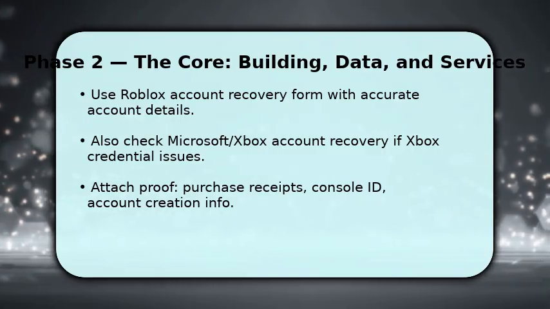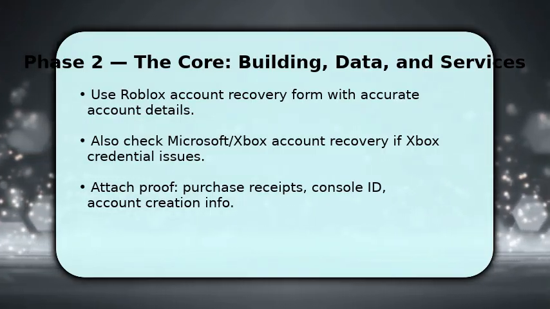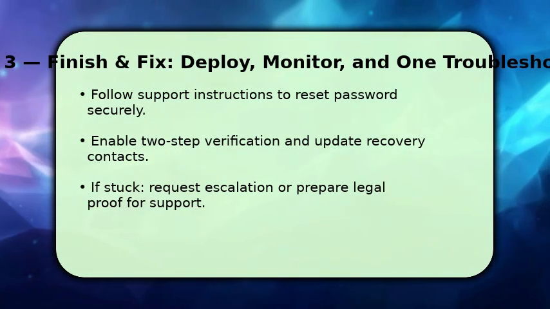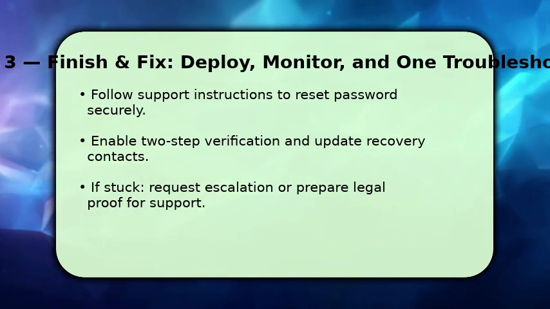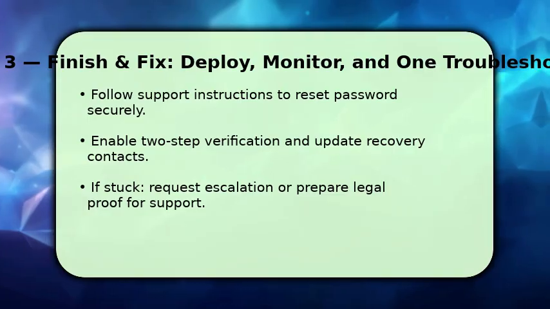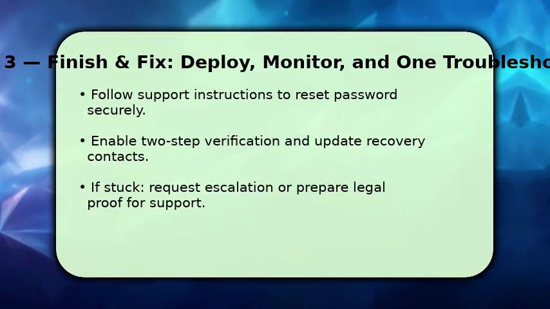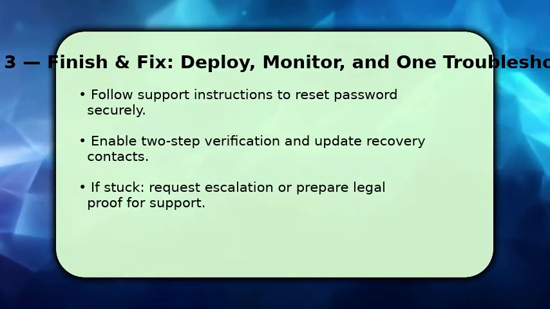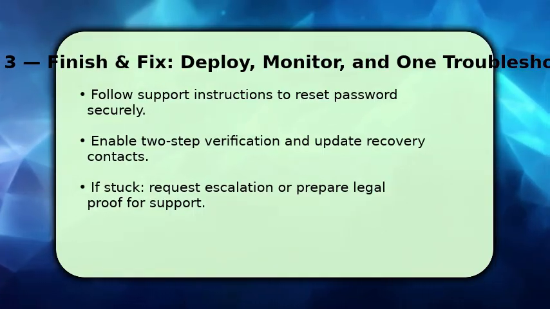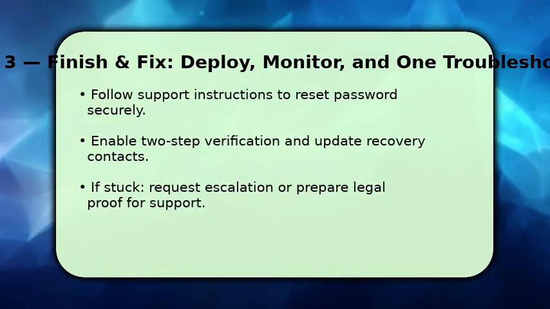Finally, submit and note when support verifies ownership, follow their secure reset link and create a strong password. Use a phrase with mixed characters and at least 12 characters. Once you regain access, enable two-step verification and update your recovery email and phone to ones you control. Make sure Xbox and Roblox show the same verified contact.